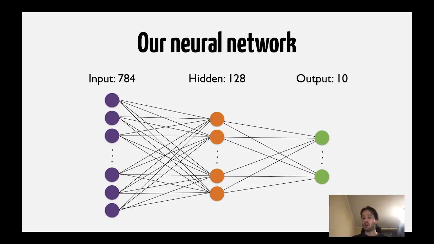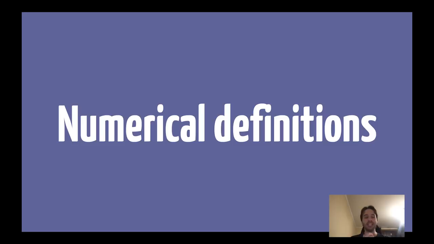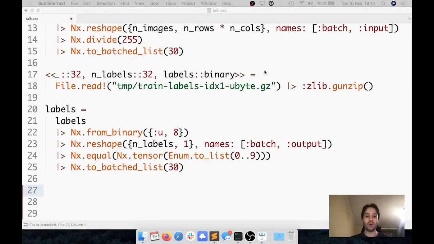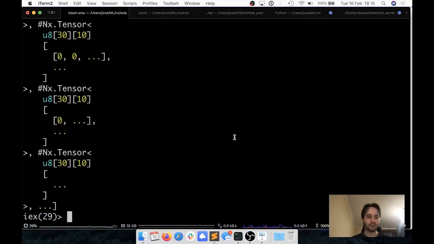Yeah, but so far what we have been doing is writing code in the terminal, right? And now that we are going to get deeper into the neural network, we probably need a little bit more structure and a little bit more affordances, conveniences, to help us write this code. So before we jump to the neural network for real, let's talk about numerical definitions, okay? We are going to do a little bit more live coding.